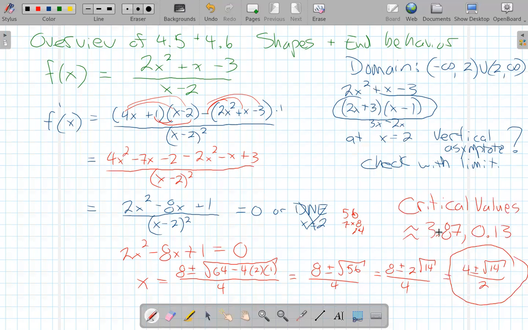So the next thing is, do these lead to maxes or mins? And so we've got to do a little number line analysis of that. Before I do that, I think I'm going to find the second derivative. And the cleanest version of the derivative we have would be this one here. So we'll take the derivative of that next. So 2x squared minus 8x plus 1.